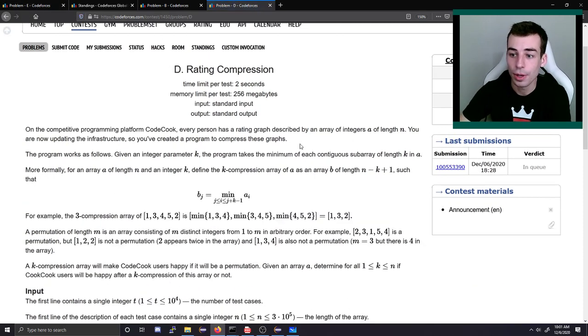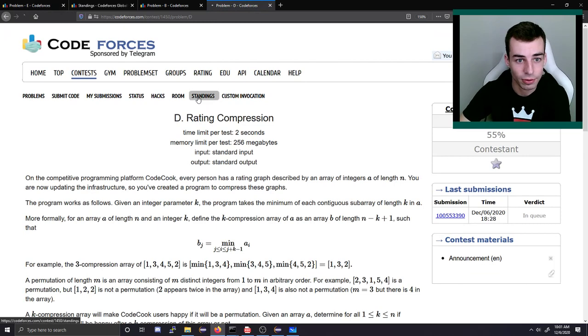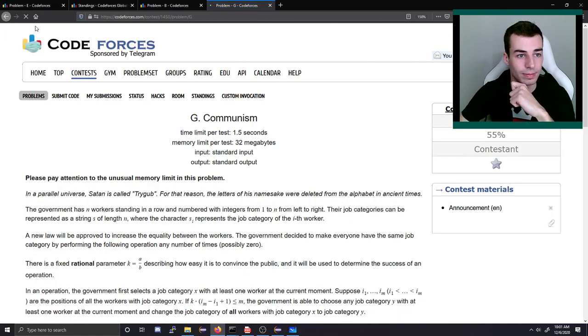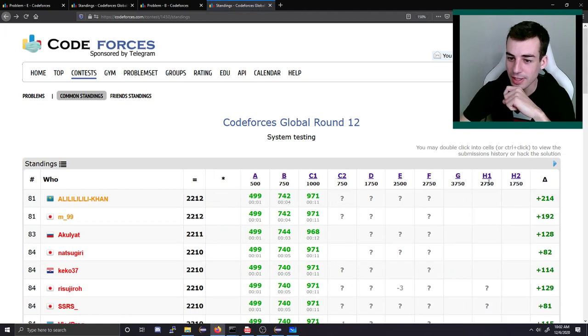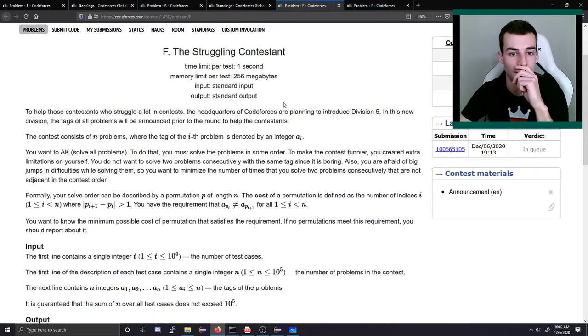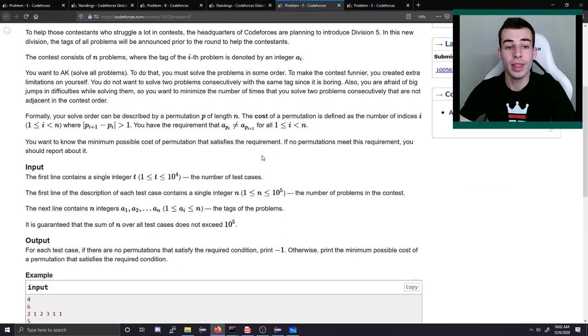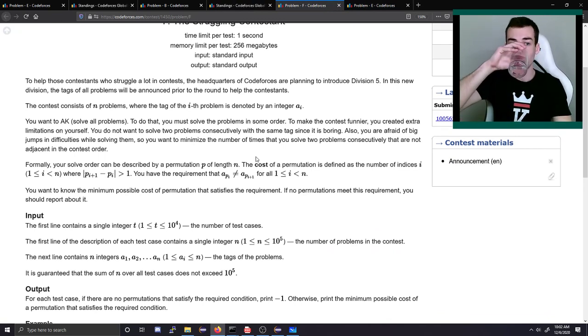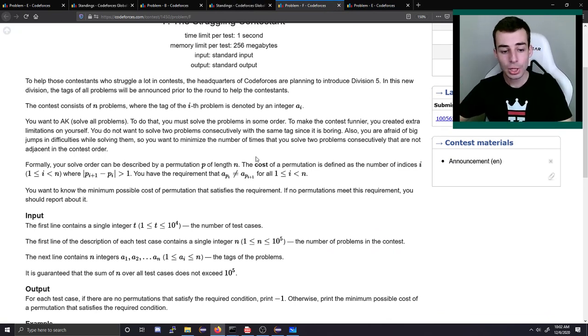Okay, two problems left, and I've got a few minutes to talk about them. Let's talk about, see if predictor caught me right when I was about to click. Problem F was the next easiest, probably, by a pretty large margin, I'd say. The strolling contestant, yeah. So in this problem, you're competing in a div 5 round. The one and only div 5.